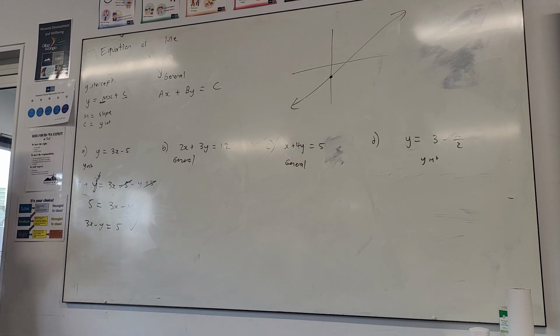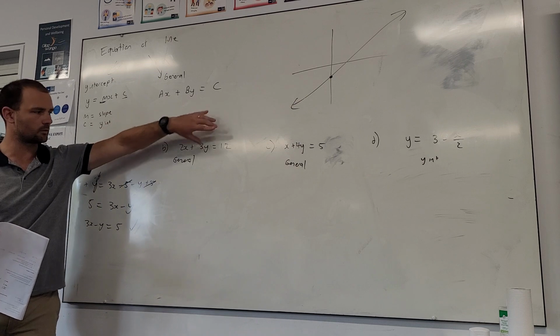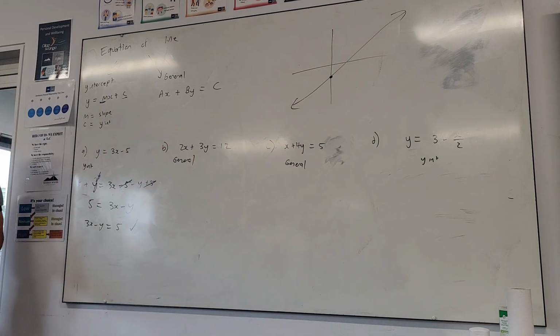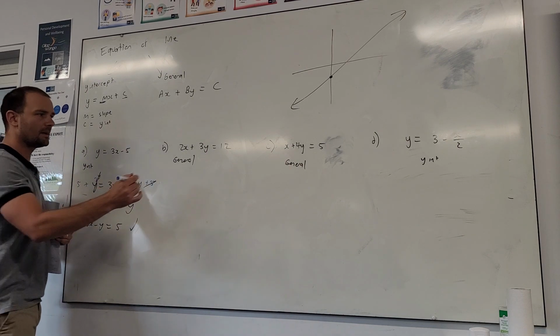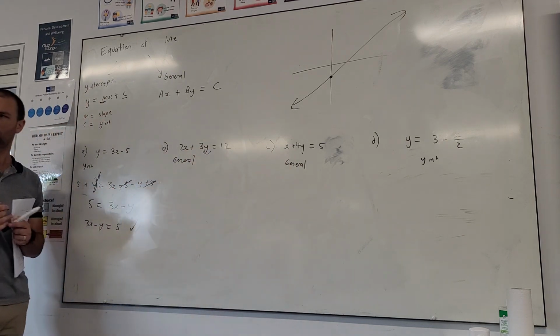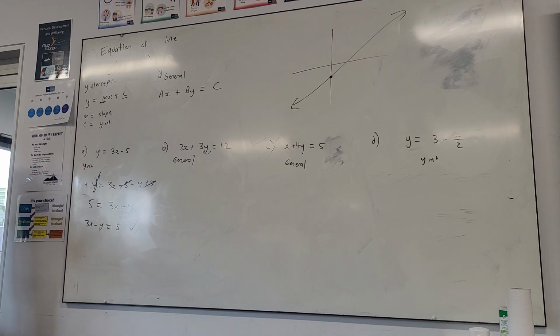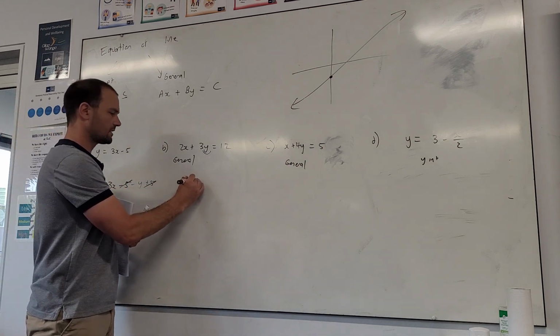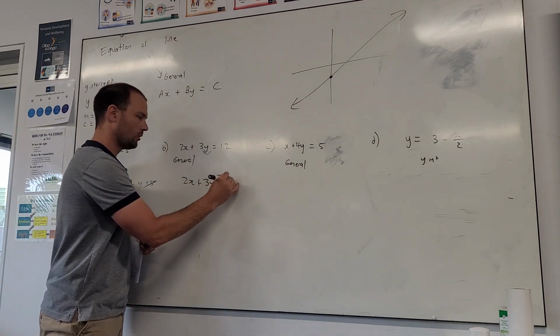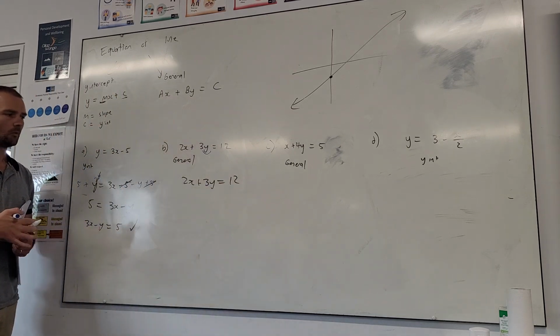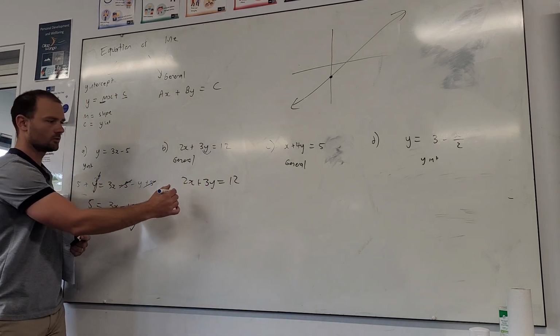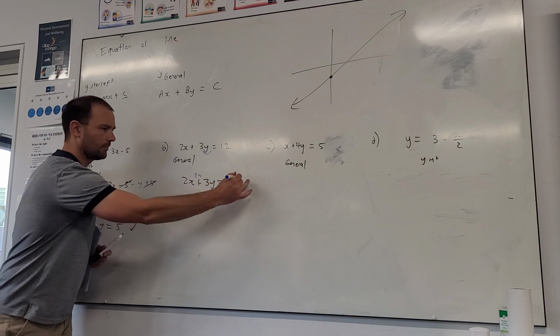Alright, let's look at the second one. We have 2x plus 3y equals 12. We've established it's general form. We're going to convert it to y-intercept form. For it to be in y-intercept form, that means we need y all by itself. We want to break down this equation to get y all by itself. So I'm going to write the equation and then we can start to manipulate it. 2x plus 3y equals 12. We want y by itself. So straight away, let's take away 2x from both sides.